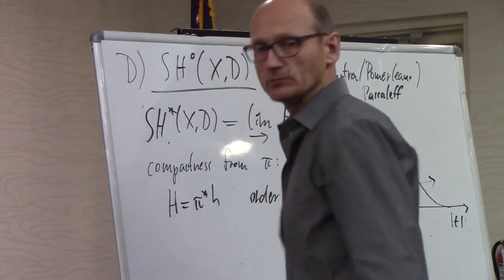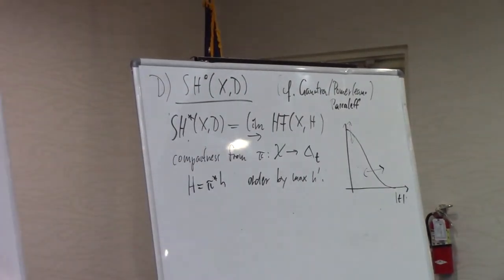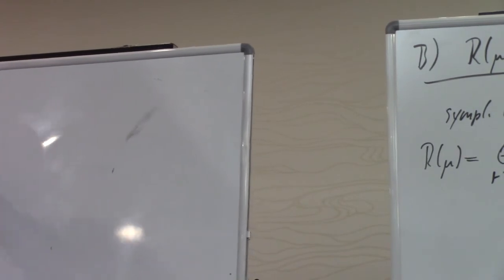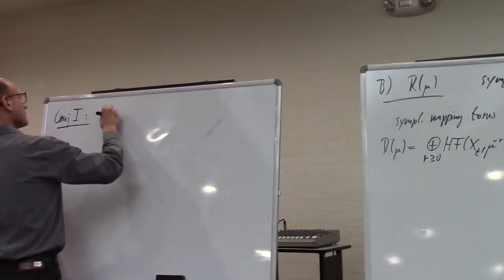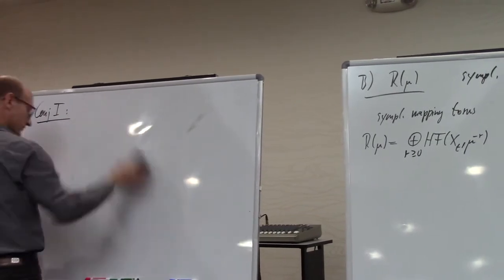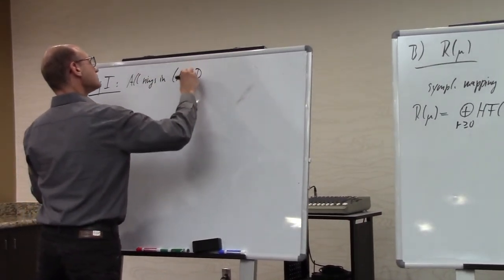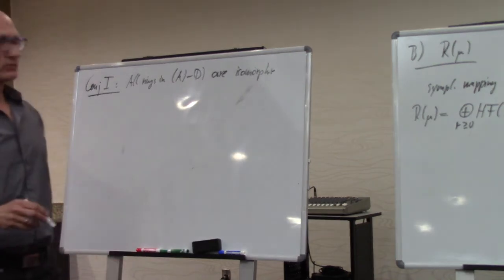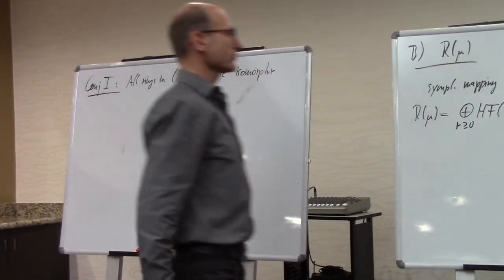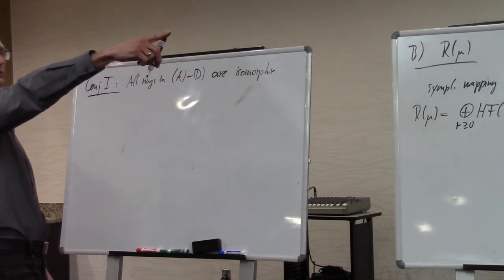OK, so then the conjecture. So we have two conjectures now. So first, all these rings obtained from A to D should all be isomorphic. So some of these are purely symplectic questions. For example, trying to understand how the symplectic monodromy ring relates to the Fukaya category product, or the symplectic monodromy ring relates to this.